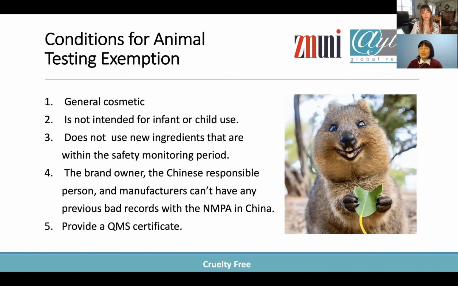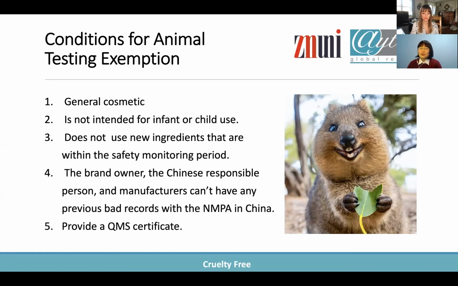Well, this screen is about animal testing exemption, another very important change that SAR has made. So animal testing is no longer required for certain types of cosmetic products, but not all products can avoid it. So there are some conditions. First is general cosmetics. Your cosmetic products have to be able to have claims, like efficacy claims, within the scope of general cosmetics in China.